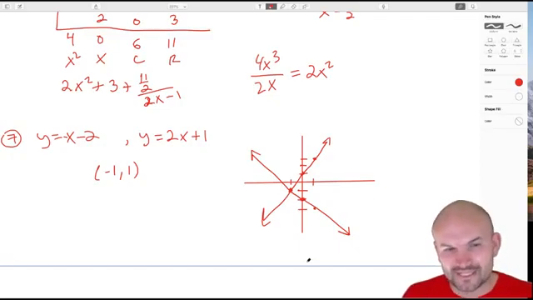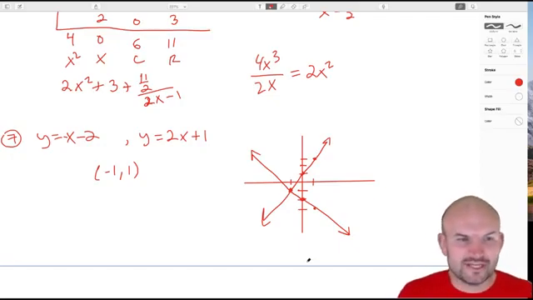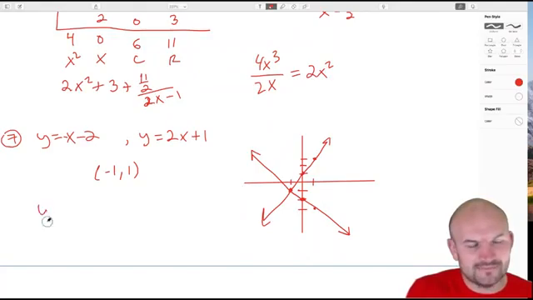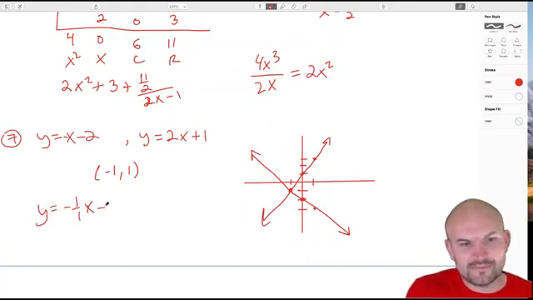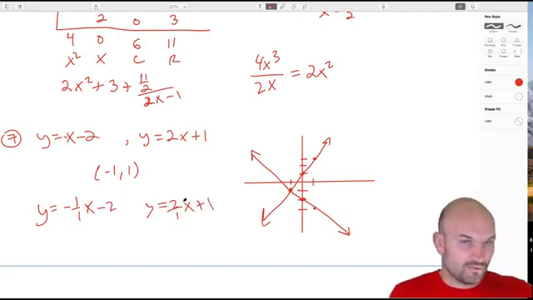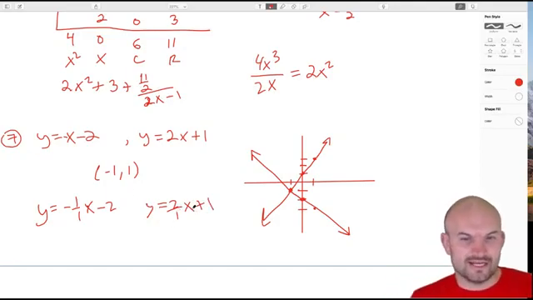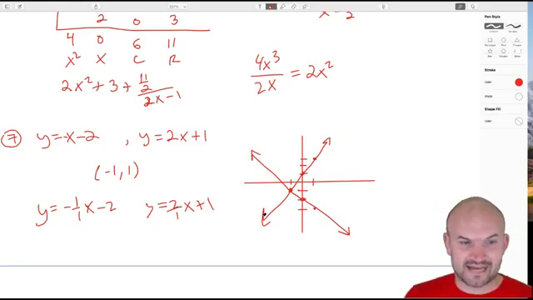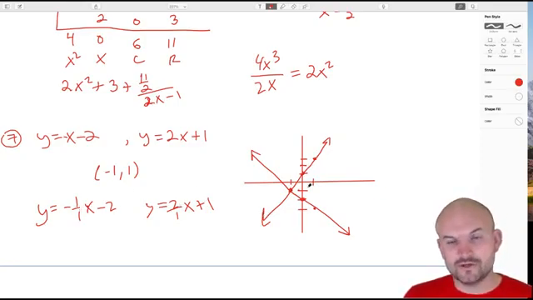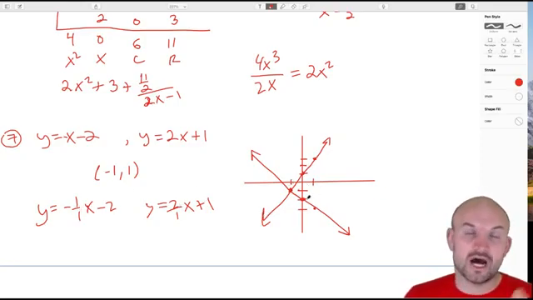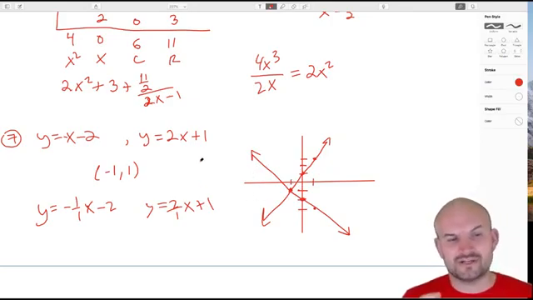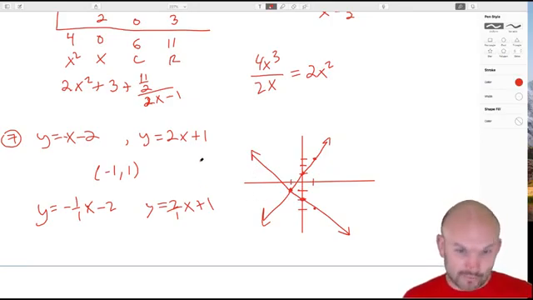Just graph them separately and make sure you find the y-intercept first and then go ahead and do the slope. And just remember that if the slope is positive, you can go up and to the right or down and to the left. If the slope is negative, you can go down and to the right or up and to the left, right? So just make sure you understand you can go in both those directions.